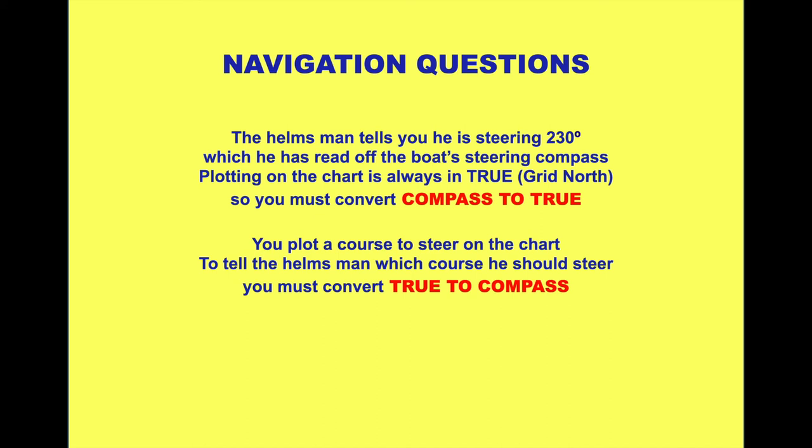You plot a course to steer on the chart. You tell the helmsman which course he wants to steer. You must convert true to compass. So if you're going from the steering compass to the chart, you convert because everything you put on the chart is true. If you're taking from the chart, everything on the chart is true, and you want to steer to that course, you have to convert it to a compass course so the helmsperson can steer that course.